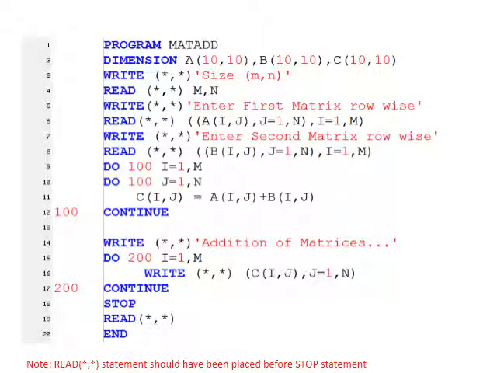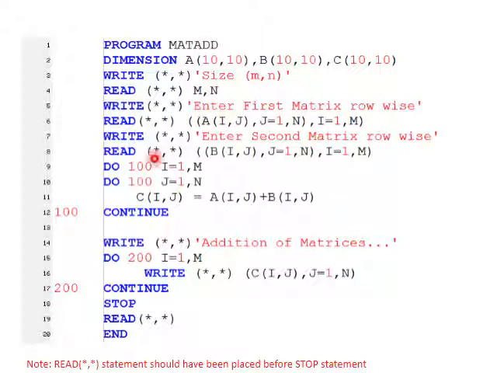Using values of m and n, we can read the first matrix, that is matrix A, of size m by n. So this is the implied do loop, or implied do statement, used for reading matrix A, that is the first matrix. The prompt says enter first matrix row wise, and then we'll read matrix A row wise using the implied do statement. Likewise, this prompt says enter second matrix row wise, and then we'll read matrix B using the implied do statement, which is very similar to the previous case.